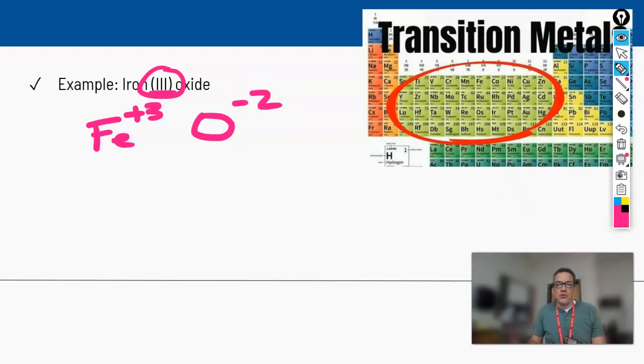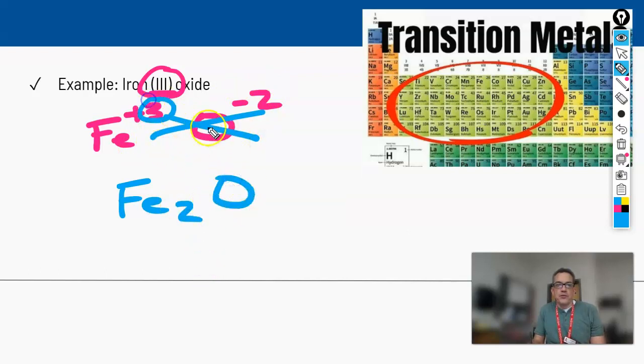Once we've got that, we crisscross our terms. So the 2 is going to end up here. The 3 is going to go here. Remember, we don't take pluses or minuses with us. We're just using this as a kind of a tool. So we're not literally taking the -2 and putting it here. We're just taking the 2. So Fe2, and then the O is going to get the 3. And then that's our formula for this one.